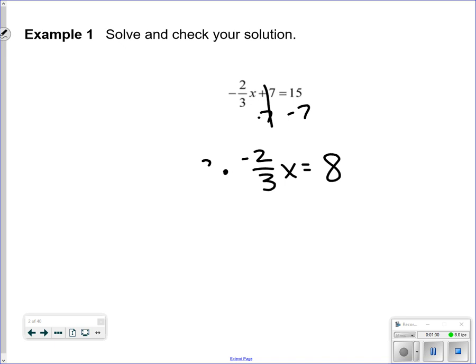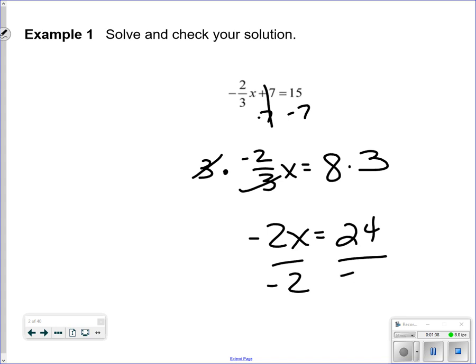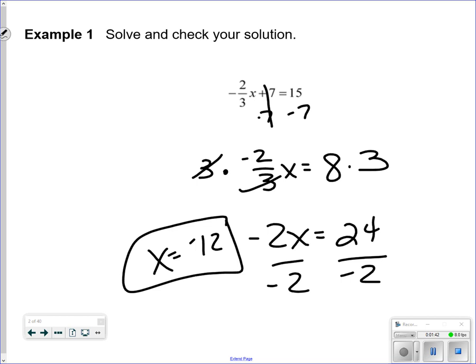So next, I'm going to multiply both sides by 3. That will get rid of the bottom, or the denominator. And then I'm going to divide both sides by -2. So x is equal to -12, meaning if I plug -12 into the original equation, it would be balanced, meaning one side would equal the other side.